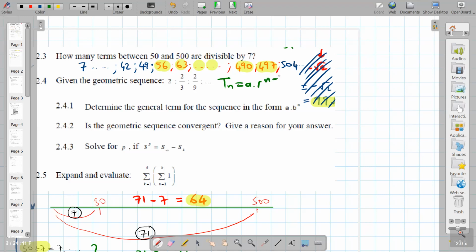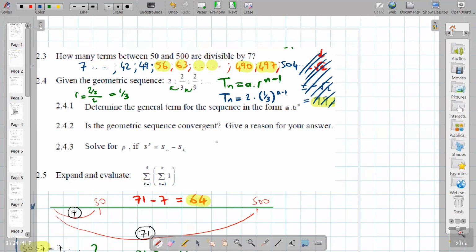It is a times r to the n minus 1. So we need to find a. Okay, a is 2. And what is r? What's happening every time? How do we get r? It is T2 over T1 or T3 over T2, remember? So r is 2 over 3 divided by 2. Basically, it is 1 over 3. Every time the terms get divided by 3 and 3 and 3. So I can write the answer just down there. Tn is 2 times 1 over 3 to the power of n minus 1. Okay, that's the answer for the first one.